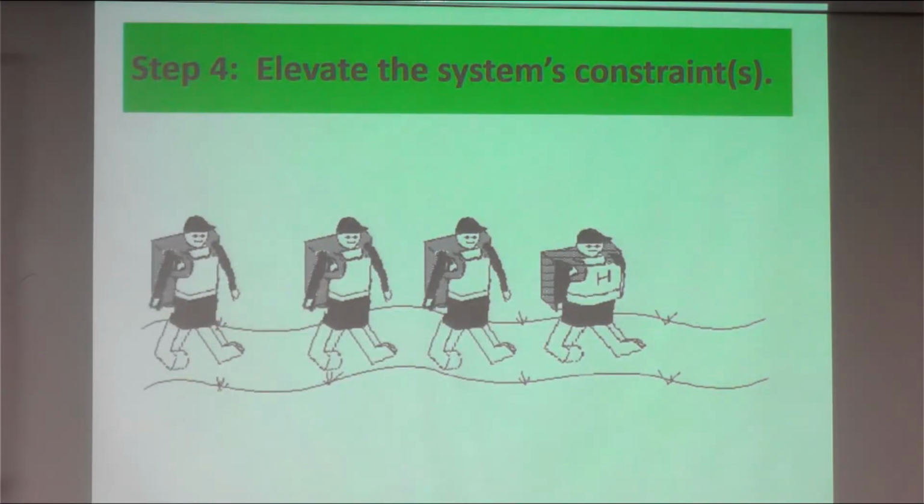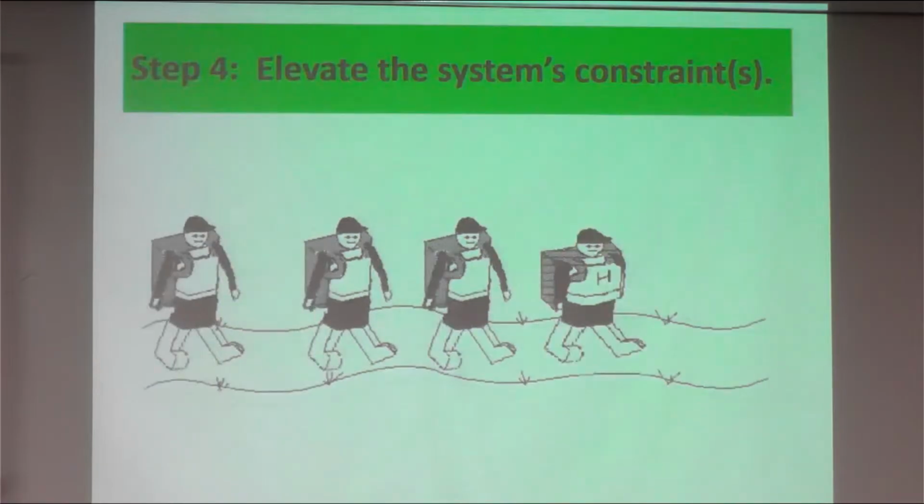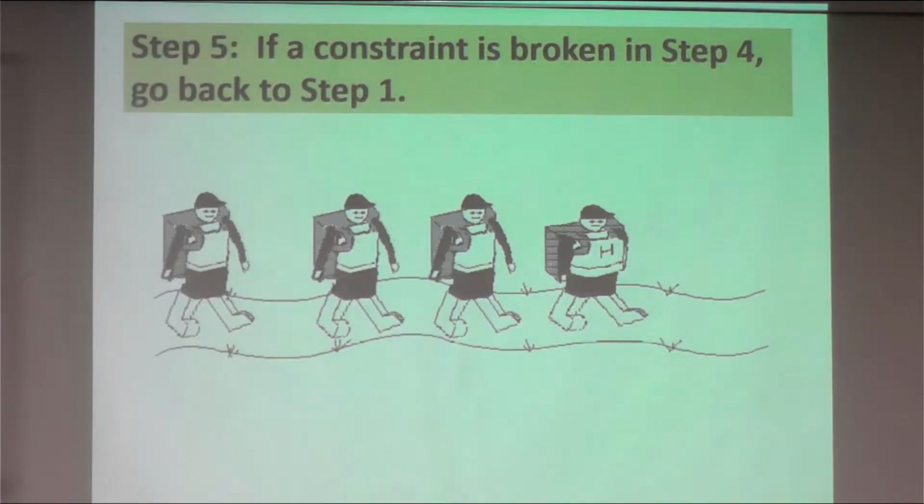Now, elevate the system's constraint. I mean, the constraint is broken. Now, again, after this 4, there are 5 now initially. So, after this is broken, we have removed it. So, now out of this, again you decide who is the slowest one. So, maybe this fellow. Then you repeat the process.